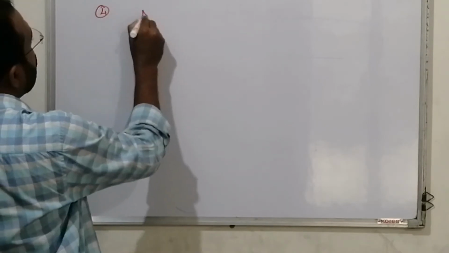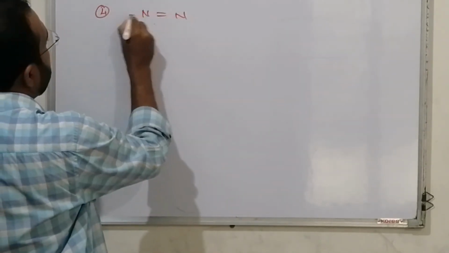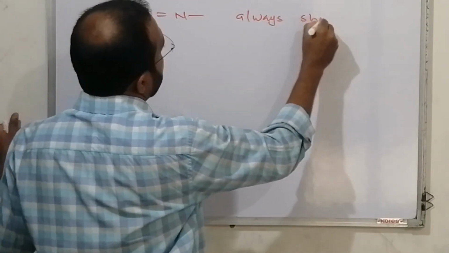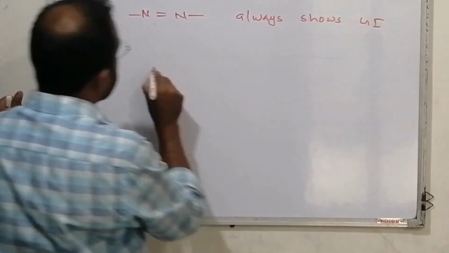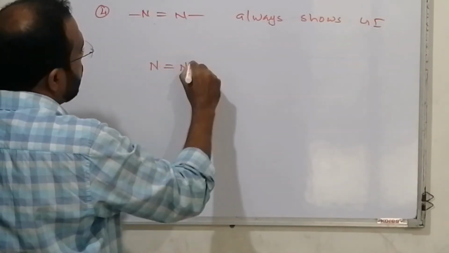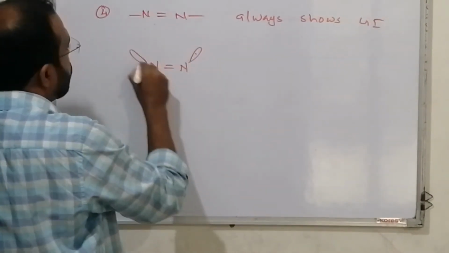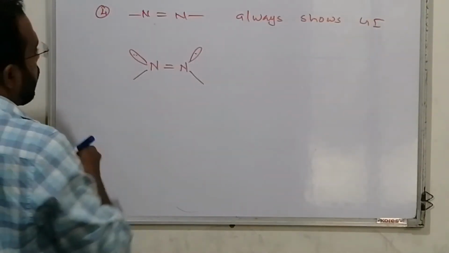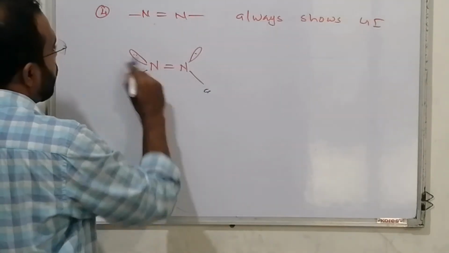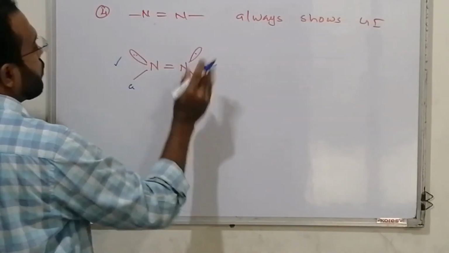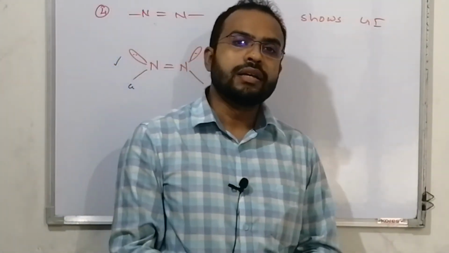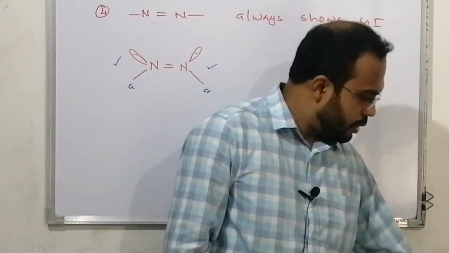Now another one, the fourth one, N double bond N, always shows geometrical isomerism. Always. Why? Because I already told you, each nitrogen has a lone pair. This also has a lone pair. Therefore, whatever the groups are, if A is here, these are different. Therefore, all azo compounds like this show geometrical isomerism. No problem about it.